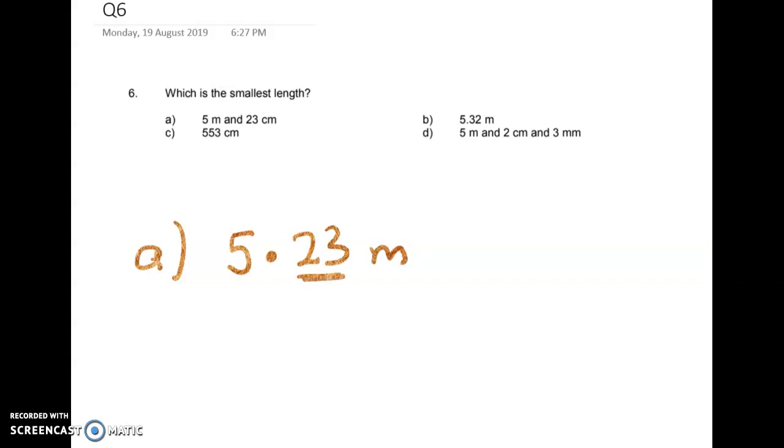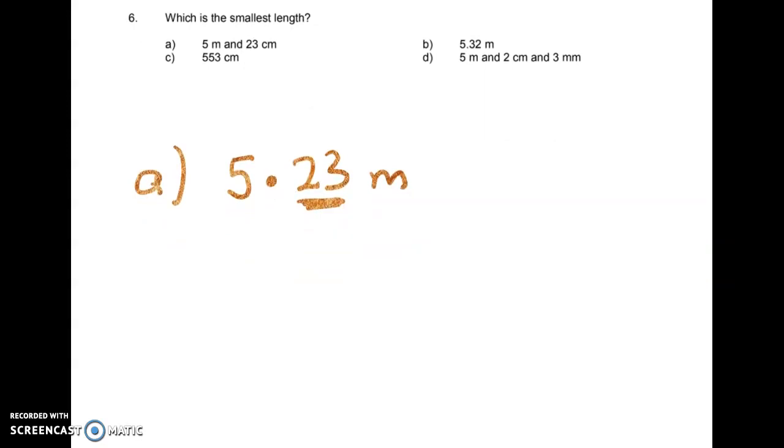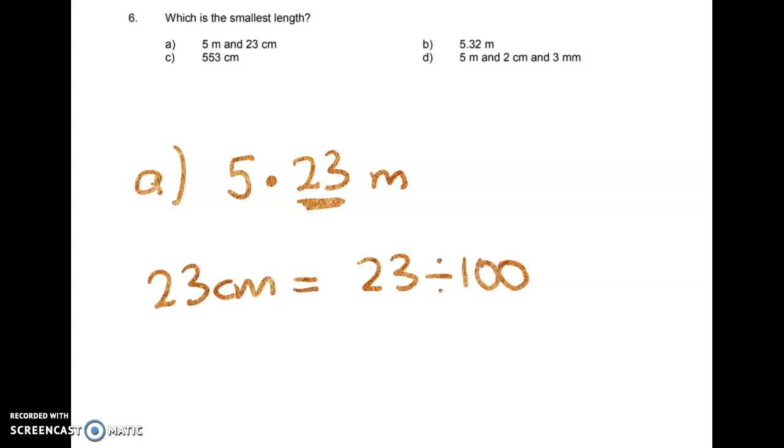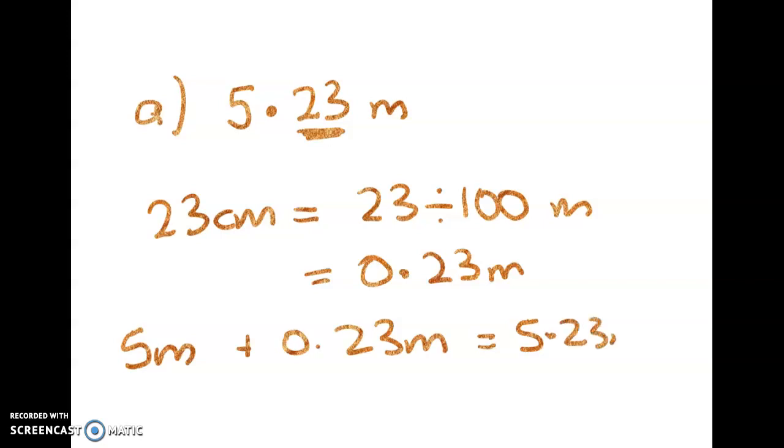For some of you, you'll be good at going from centimeters to meters in your head, but for lots of you, you'll still be having to think hard about what to do. So 23 centimeters is equal to 23 divided by 100 meters. If you work that out, you get 0.23 meters. So for A, I've got 5 meters plus 0.23 meters, and that gives me 5.23 meters.